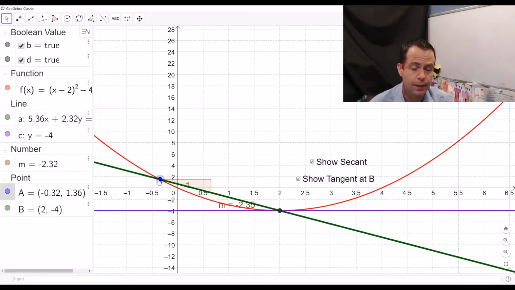Now, remember what we want to do here. We want to calculate the slope of the tangent line, right?